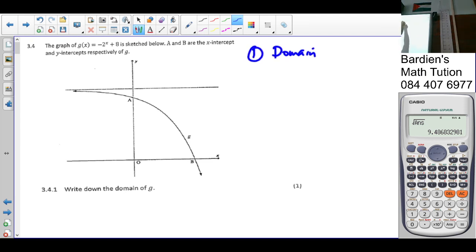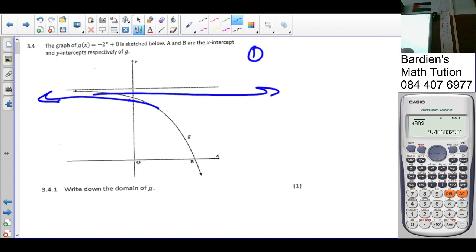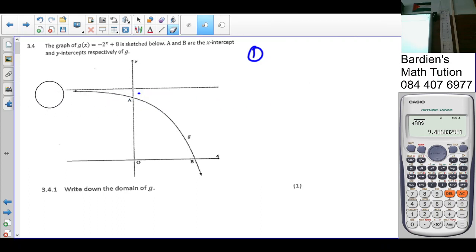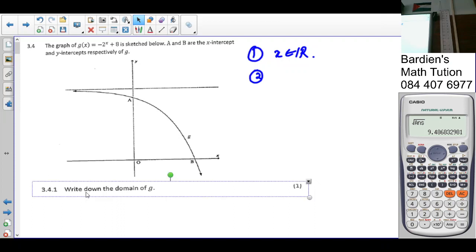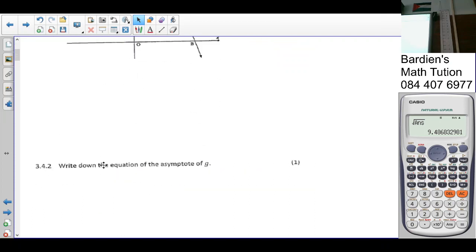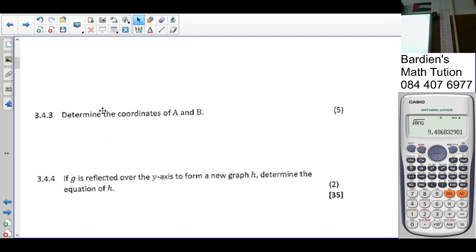What is domain? All possible x values. So what is the domain of this graph? Does it go to negative infinity? Positive infinity? Yes. So it's all the values for x. So how do I represent that? I say x is an element of the real numbers. Let's look at question 2. We're moving too slow, people. Yes. Okay, I'll move a bit faster.